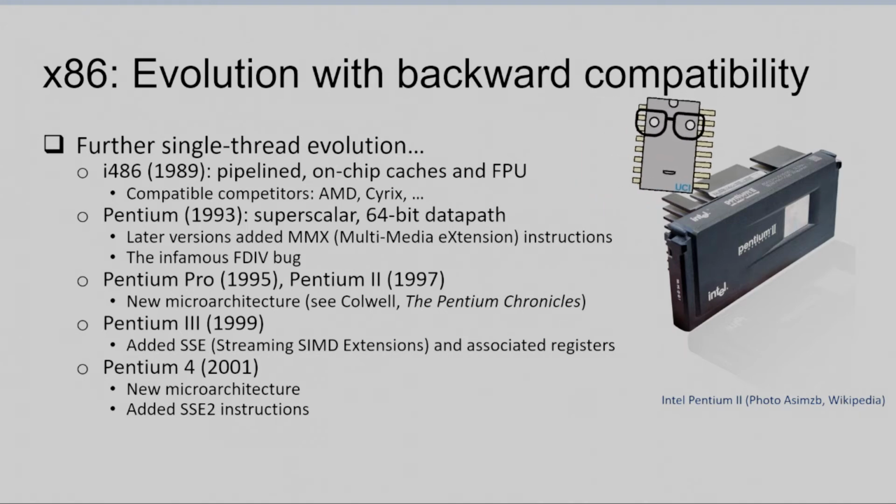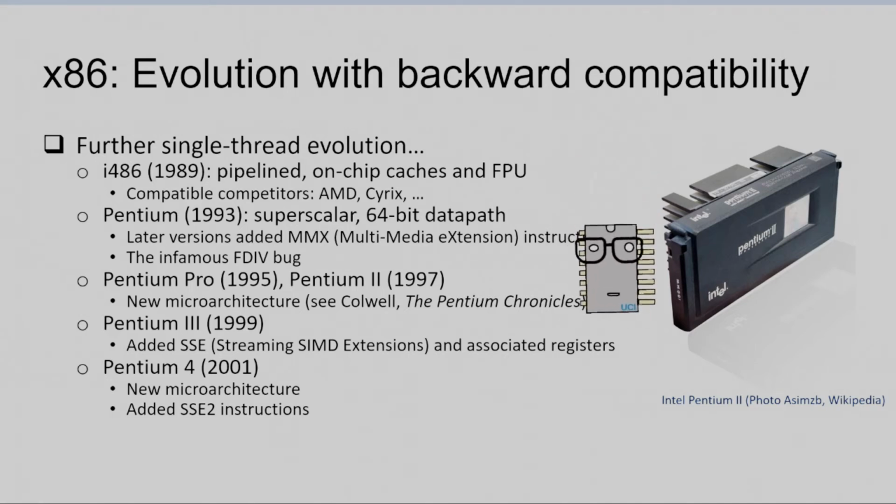It had on-chip caches first introduced, and the FPU, the floating point operations, incorporated into the CPU because we had more silicon, thanks to Moore's law. Competitors started appearing, AMD and Cyrix and whatnot. After that, the venerable Pentium CPU was first introduced. It had an infamous bug in the floating point divider module, a relic of history now.